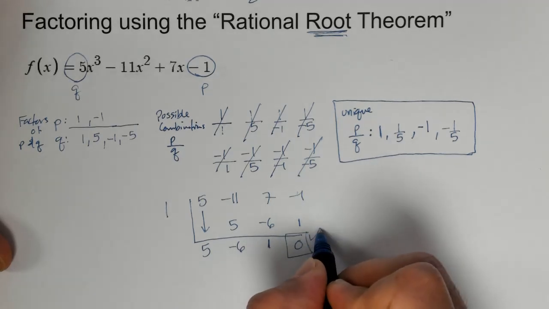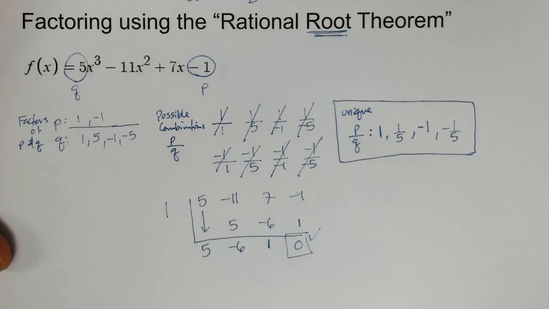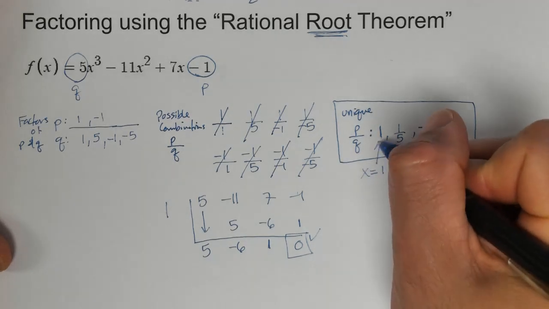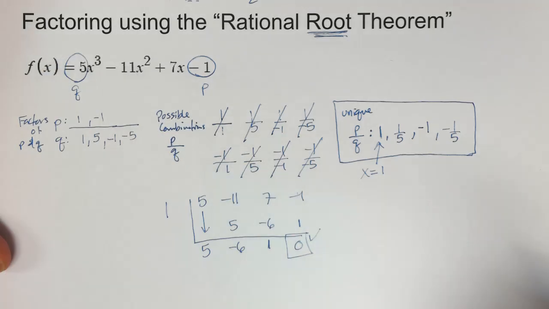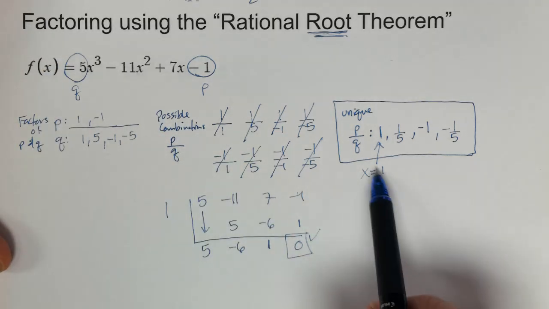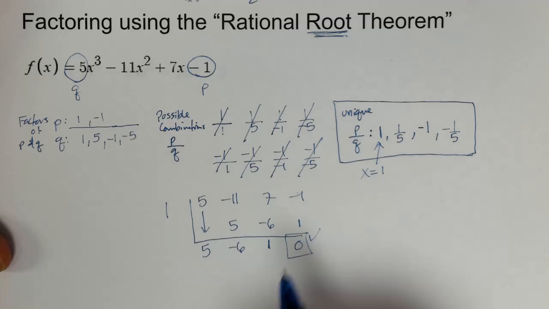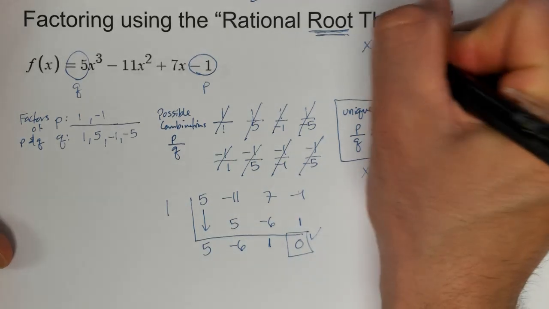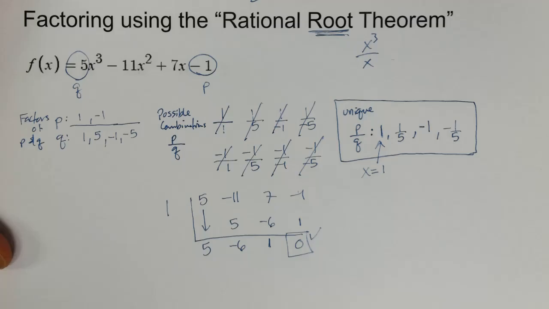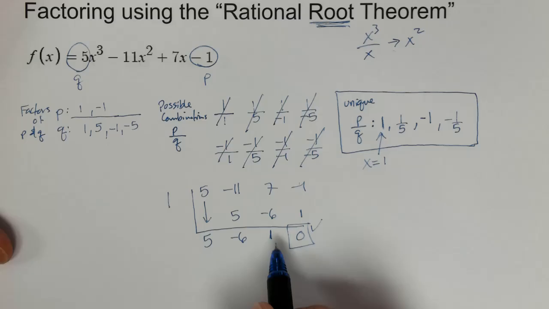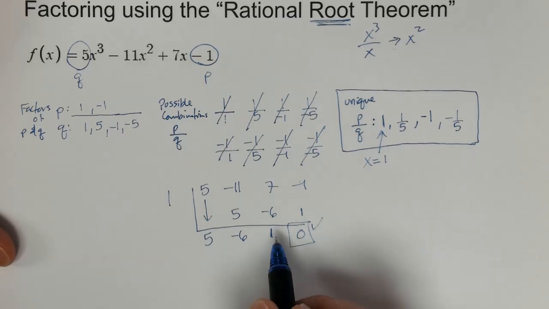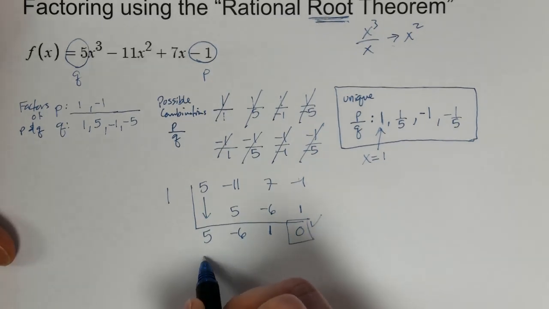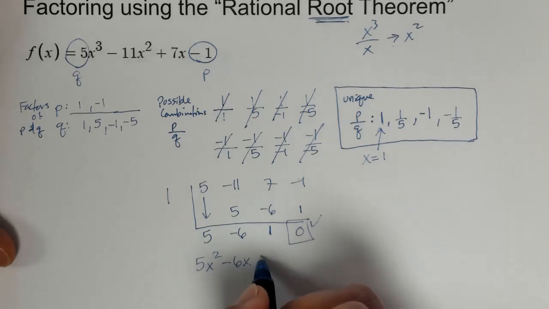Now, since my remainder was 0, I have found a solution. X equals 1 is a solution of this graph, or of this polynomial. If I were to graph that, 1 is definitely an x-intercept. And the remainder 0 verifies that that's the case. Now, since I'm dividing a cubic by a 1 solution, I'm going to be left with what? What's x cubed divided by x? I'm going to be left with x squared, meaning the remainder of my synthetic division is a quadratic, right? This is really going to be simplified down to 5x squared minus 6x plus 1.